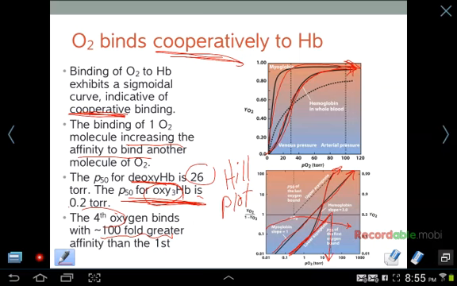And then if we look at our second asymptote, after we've bound 3 oxygens, we see that our P50 is dramatically decreased for binding that 4th. So that's how we were able to generate that data.